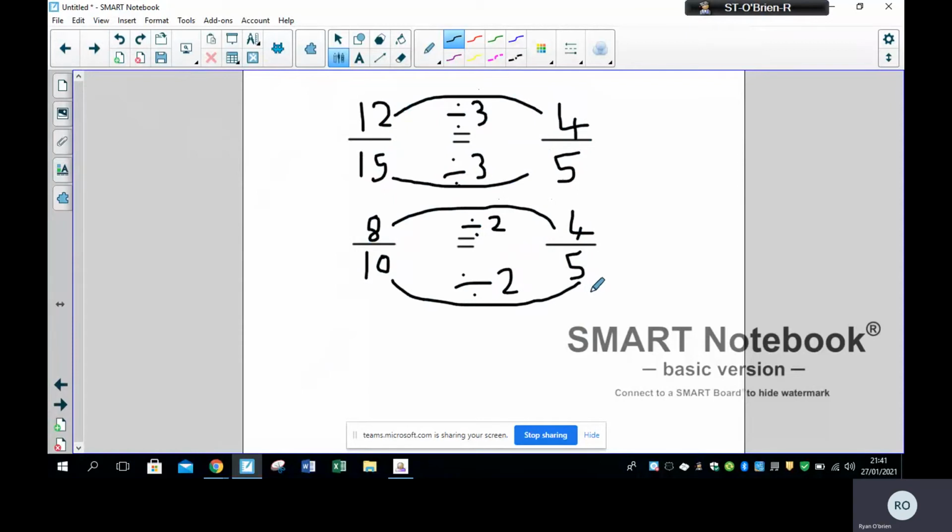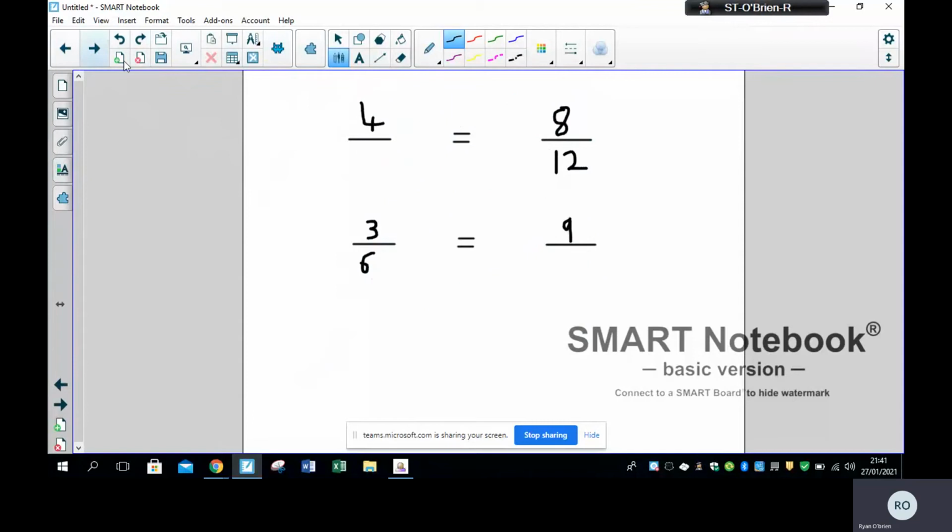Instead of just timesing, you could be timesing or dividing, and it depends. If the fraction that you are finding the equivalent for has got bigger, then you're going to be timesing. But if it's got smaller, then you're going to be dividing. And there's just a couple more here for us to look at.